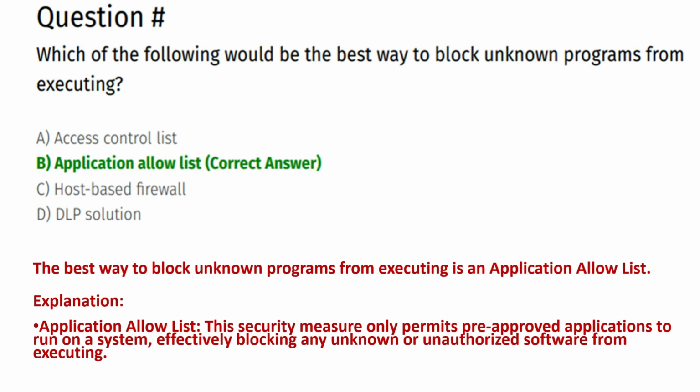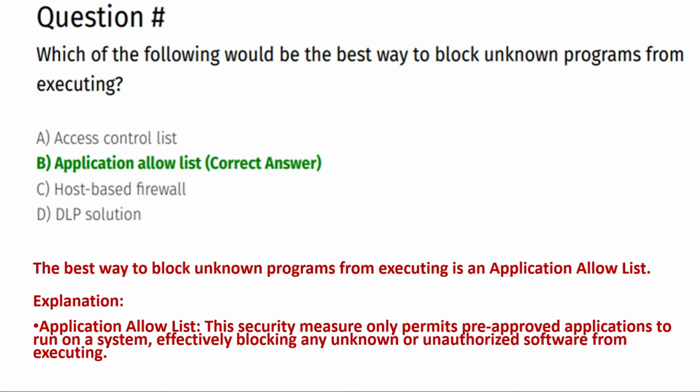The next question is, which of the following would be the best way to block unknown programs from executing? Option A, access control list. Option B, application allow list. Option C, host-based firewall. Option D, DLP solution. And the correct answer for this question is option B, application allow list.